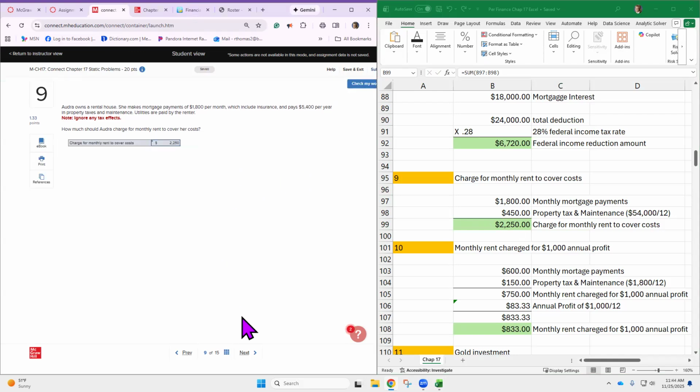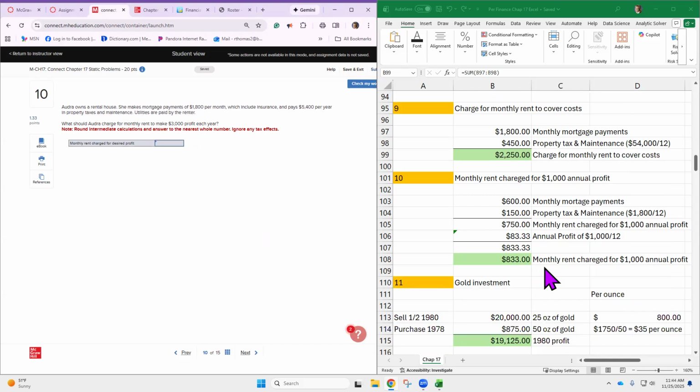So there it is. There's the cost. If she wants to make a profit on it, she's going to have to charge more. Well, here it comes. How is she going to make that profit? So same break-even point calculation. So let me put this in here.